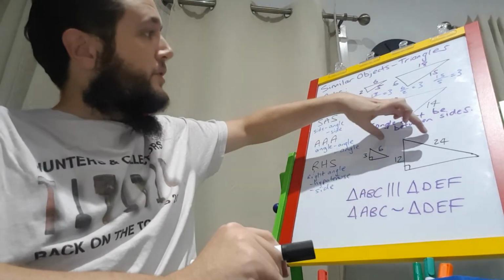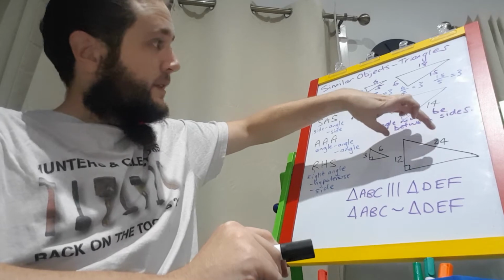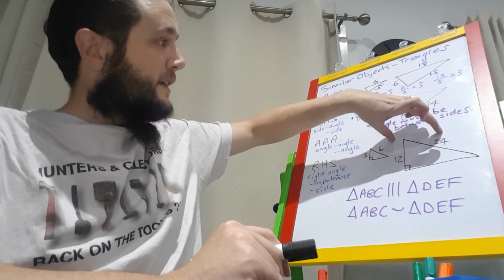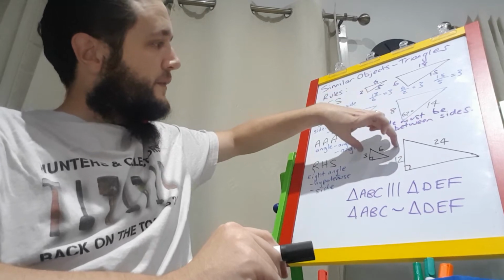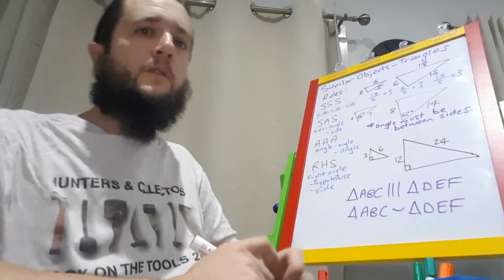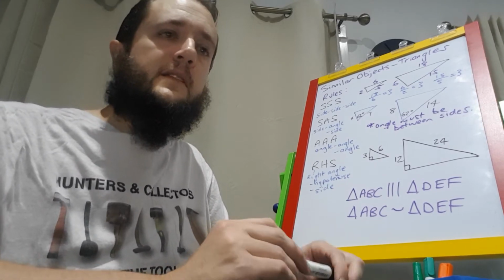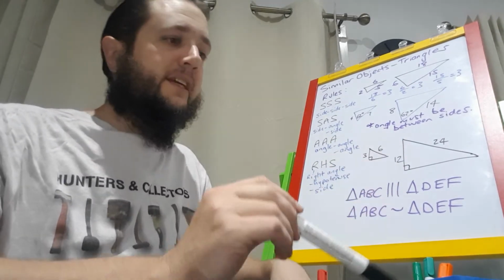You have the hypotenuse for both. Scale factor of 4, longer length divided by a smaller length gives me a scale factor of 4. And I also have a side with a scale factor of 4. We can say that these two are indeed similar by the rule RHS.